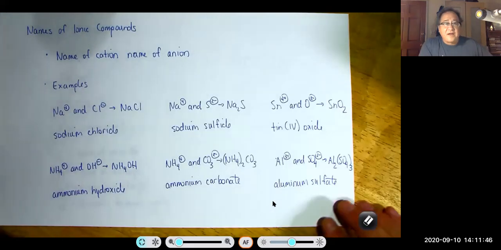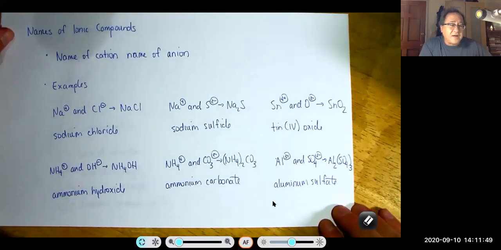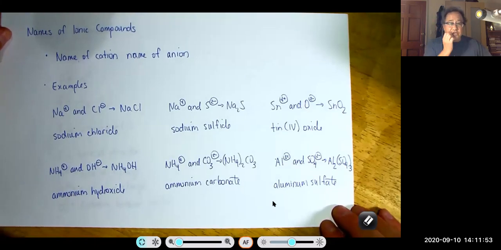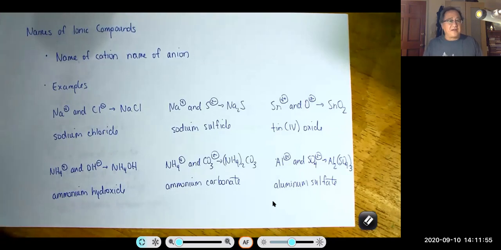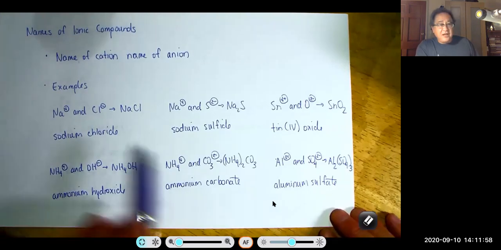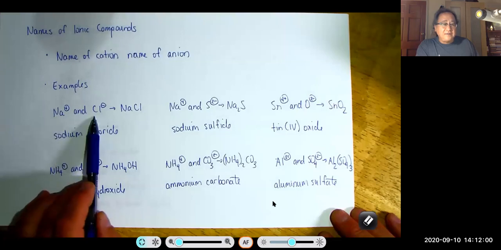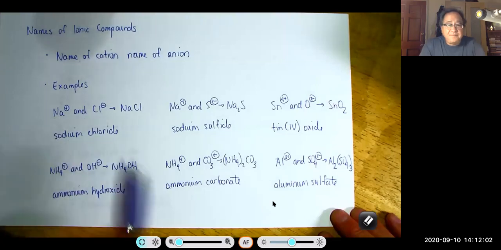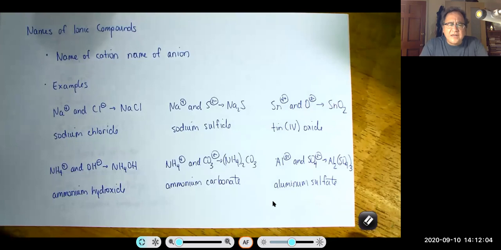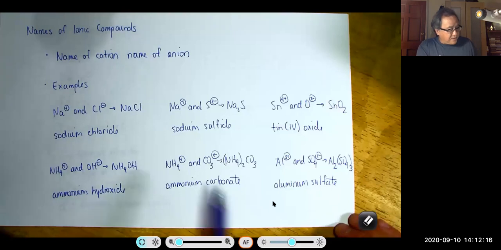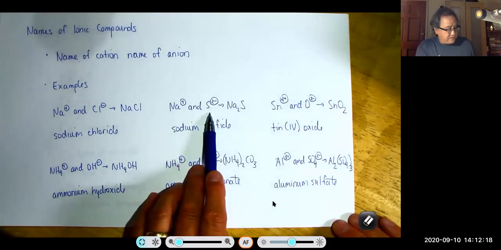Okay, names of ionic compounds. The name of an ionic compound is simply the name of the cation and the name of the anion. But you don't put "ion" into the name of the ionic compound. So here's an example. If you have sodium ion and chloride ion, the name of the compound is sodium chloride. How are we supposed to know that's an ionic compound if we don't put "ion" in there? And the answer is simple. Sodium's a metal atom. Chlorine is a nonmetal. Metal, nonmetal, ionic.